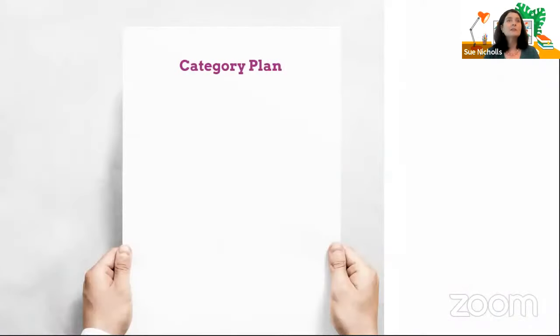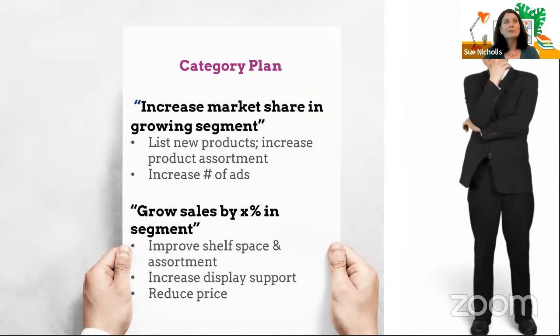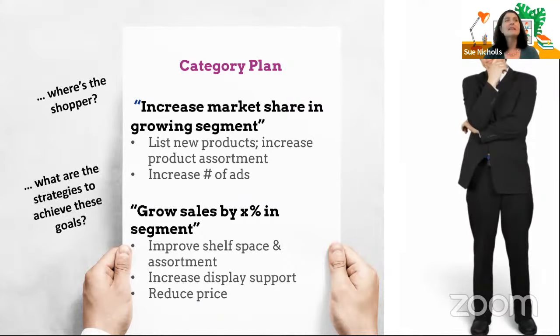So the next thing that you want to do, I've got my category plan. And like I said, don't have a category plan that looks like this, where it says increase market share in the growing segment, list products, increase ads. It has to be deeper than this. Make sure you include the shopper in there. If you use those Catman foundations properly, the shopper is already baked into your overall category management foundations. And then you want to make sure that you have the strategies tied in with this category plan. So it's not just these tactical things, but there are actually strategies, like I just walked you through, to make it really compelling.